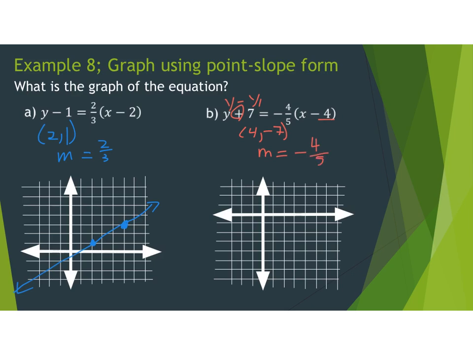So if I graph this point, 4, negative 7, it's going to be down here. And I'm going to go down 4 and over 5, or backwards 5 and up 4. Either way, your line has to be going down. Doesn't matter how you do it, but the line has to go down, negative in the end.